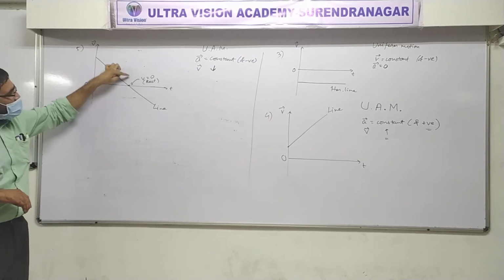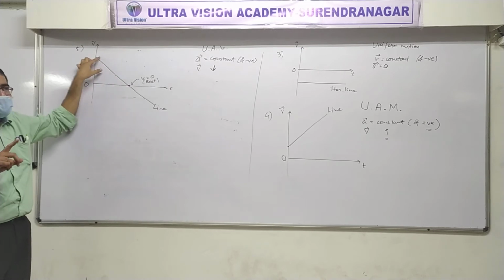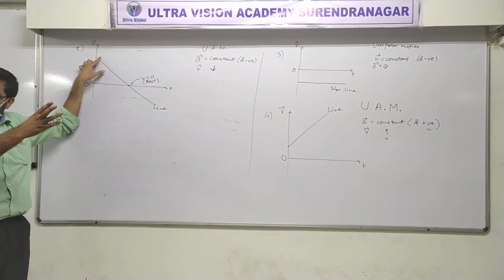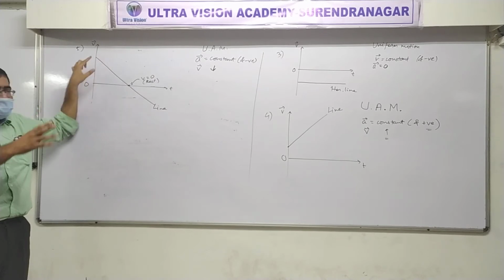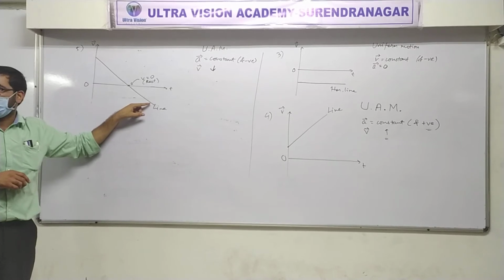This part of the graph, here the velocity is positive or negative? Positive. Decreasing but positive. Is that clear? Here the velocity is positive. So object is moving towards which side? Positive side. That might be right. No problem. Is it fine? Yes. But over here, the velocity is negative. So object is moving towards the negative side, left side or negative side.